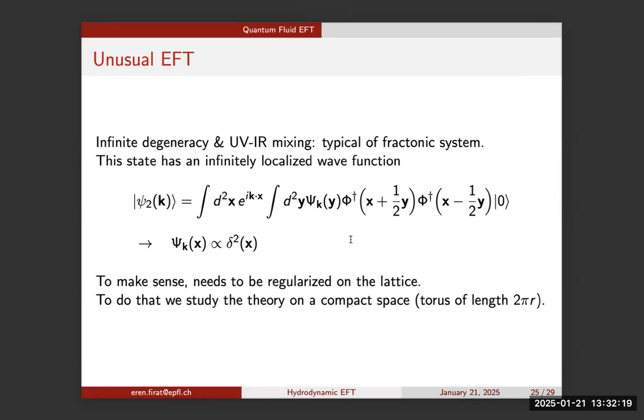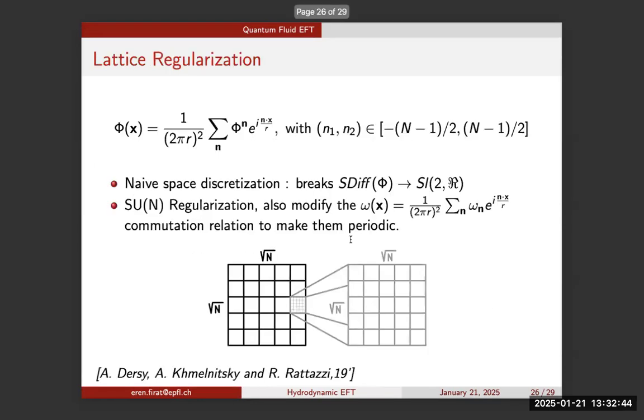And what I get is a wave function for the relative coordinates of the two bottoms, which is exactly localized. So it's a delta function. Normally you would expect this to be outside the scope of the EFT, even though it's a consequence of the symmetry. To really make sense of them, you need to regularize it with some lattice. There are different ideas on how to do that.